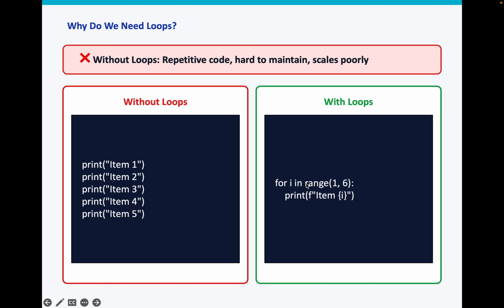With the loops, we solve the same problem with just 3 lines of code. We define a range from 1 to 6 here, and the loop automatically prints each item. If we need 100 items, we just change the range. If we need a million, the code stays the same. This is the essence of loops. They replace repetition with elegance. Instead of writing the same code over and over, we write it once and let the loop handle the iteration.